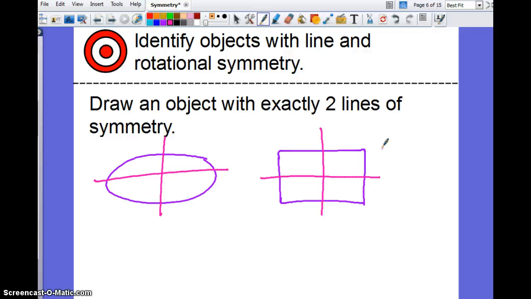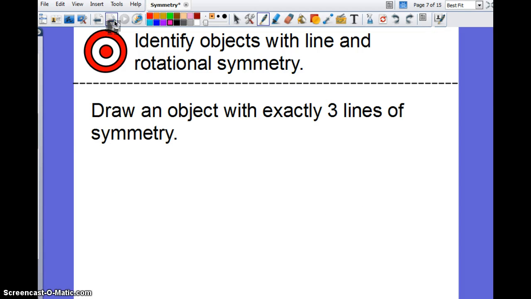Okay, very good. Go ahead and try and draw one that has exactly 3 lines of symmetry. Take a couple seconds, see what you come up with.